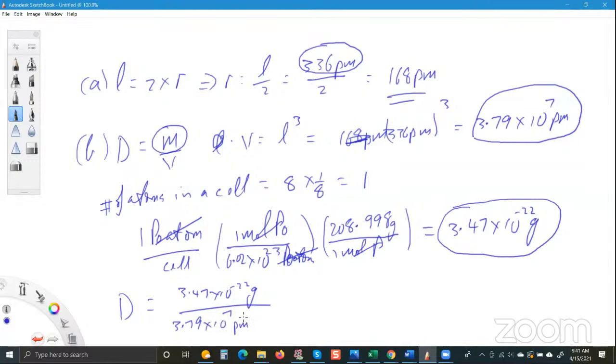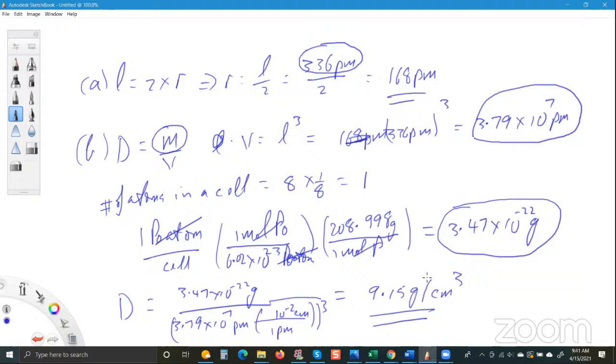picometers cubed. But typically when it comes to solids, we express the densities in grams per cm cubed. So we need to convert the picometers cubed to centimeters cubed. That relationship would be 1 picometer equal to 10 to the minus 10 centimeters, and all of this would be cubed. And then we work it out. When I did that this morning, the answer I got is 9.15 grams per cm cubed.